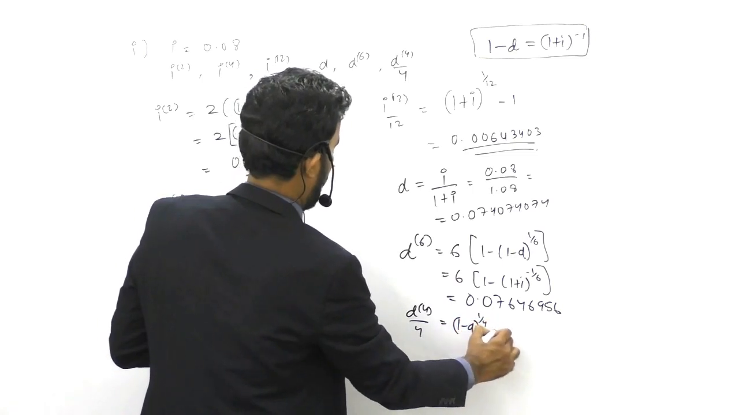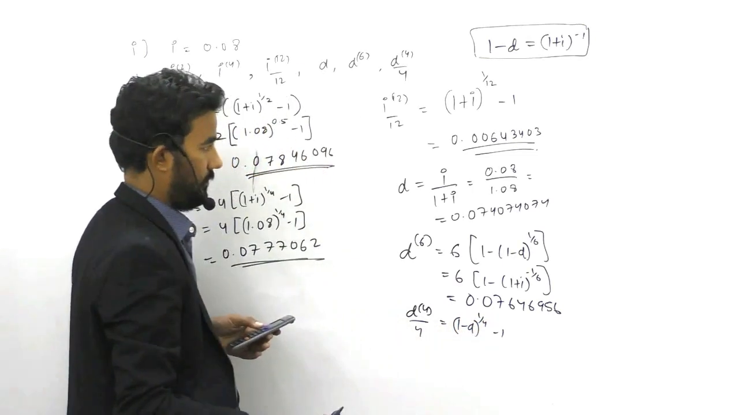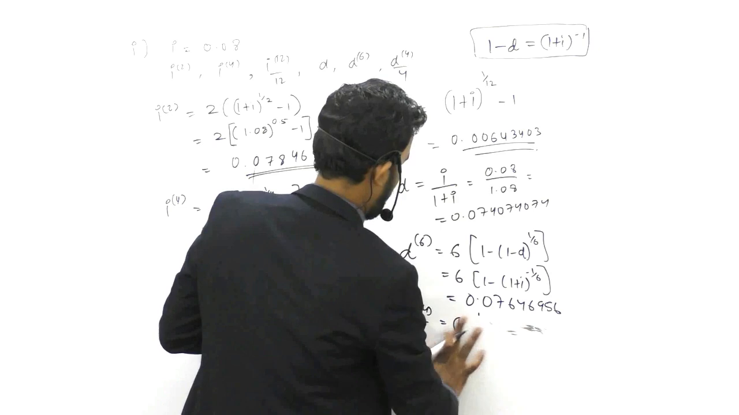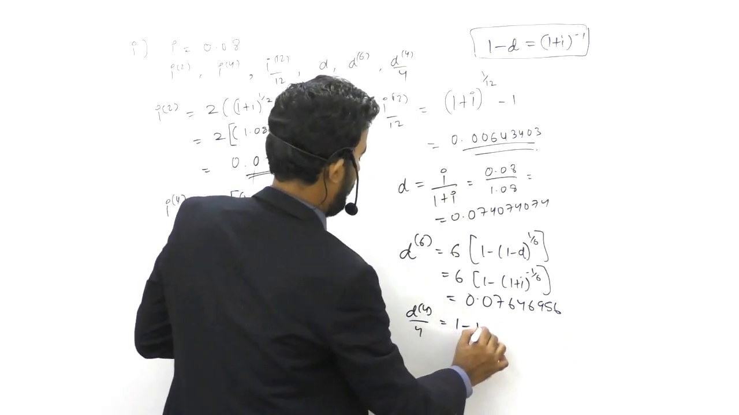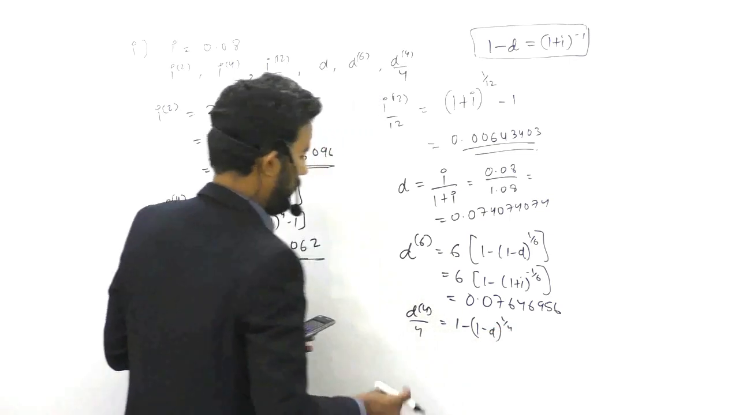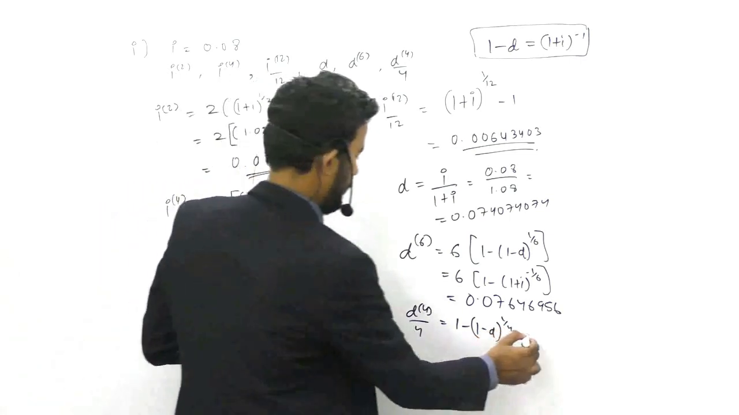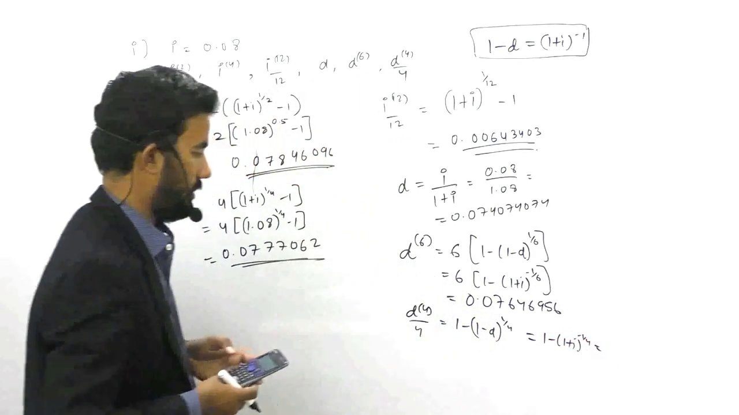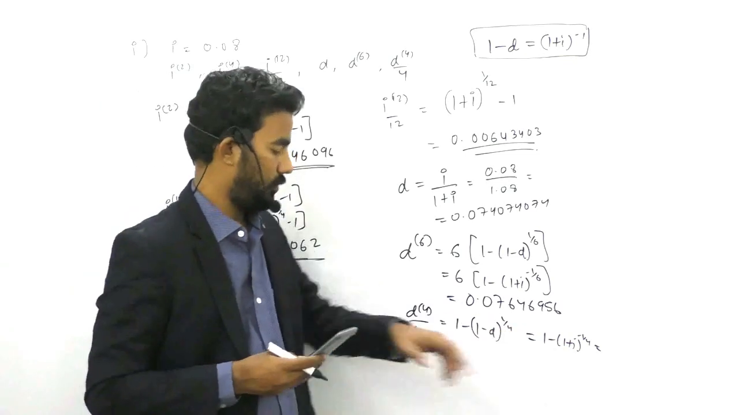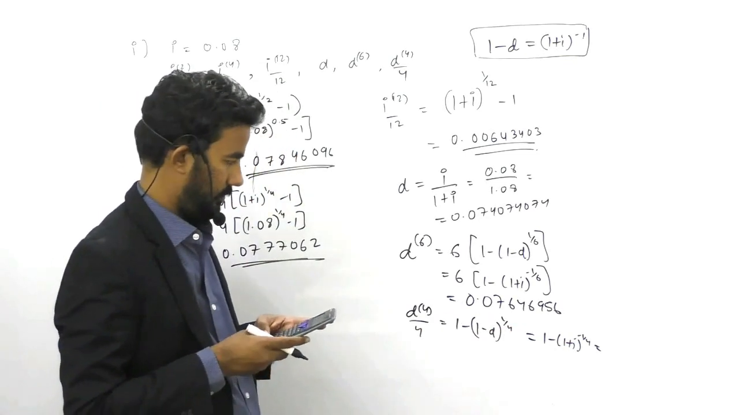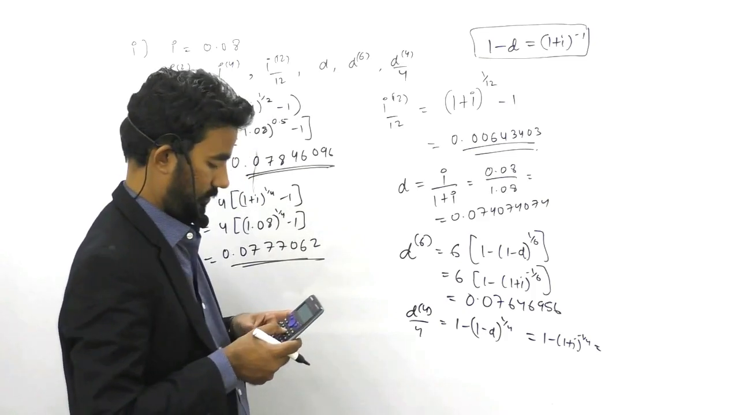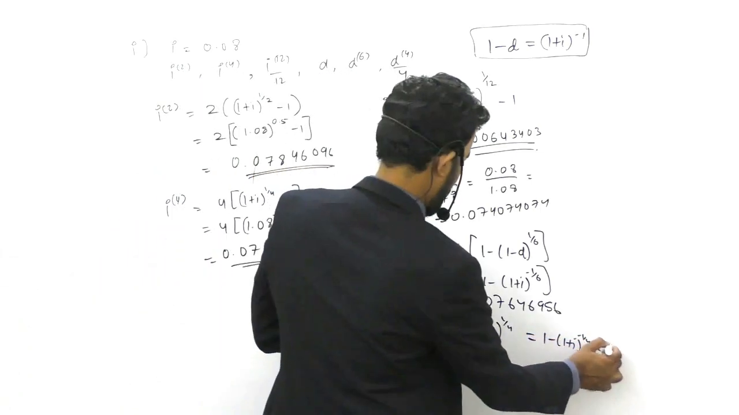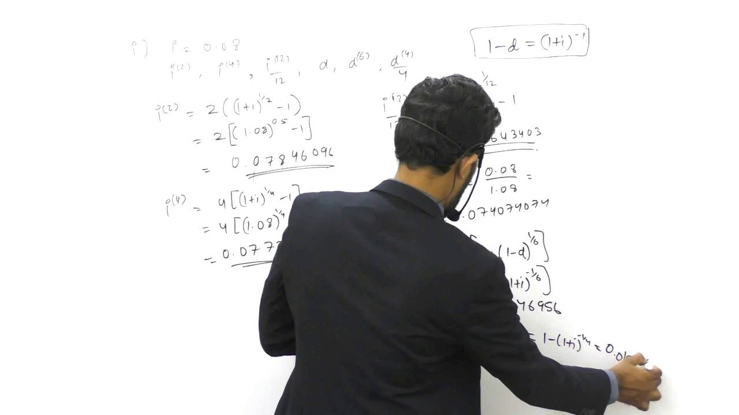And then I have lastly D4 by 4, which is equal to 1 minus D raised to 1 by 4 minus 1, if I am not wrong, which can also be written as 1 minus D raised to 1 by 4. That's the answer. Or I can write this as 1 minus 1 plus I raised to minus 1 by 4. That's what I'm going to do. I've just replaced again 1 minus D by 1 plus I raised to minus 1. And the answer comes out to be 0.019053.